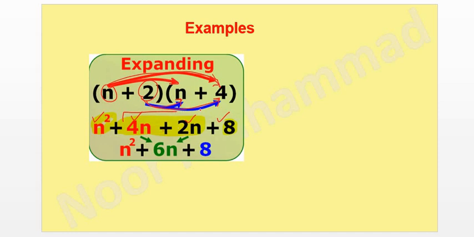So these two terms will be solved together. Positive 4n and positive 2n will give us positive 6n. So these are going to be replaced with positive 6n, and this is going to be our final answer. So step 1 is exactly the same as exercise 11b, but you have one more step to simplify the expression. Clear? Let's solve some questions from the exercise now.